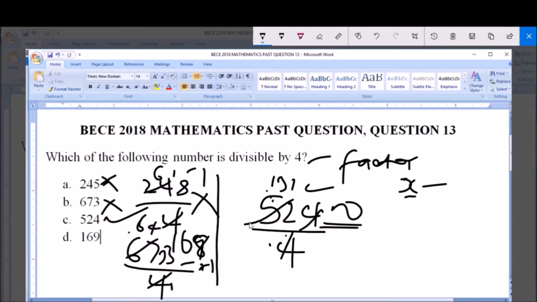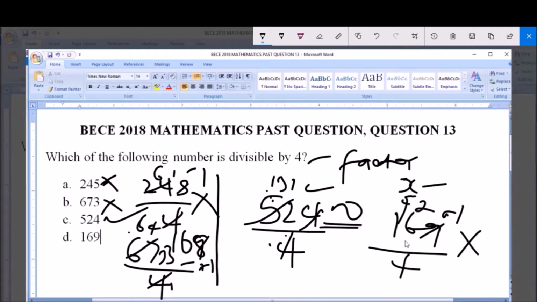Now let's look at option D. Option D says 169 over 4. Now 4 will go into 16 how many times? 4 times. Remainder 0. But 4 will go into 9 how many times? 2 times. Remainder 1. Meaning that 169 is not divisible by 4. That is, 4 is not a factor of 169. So option D is wrong.